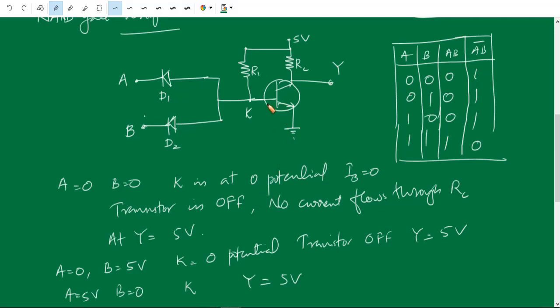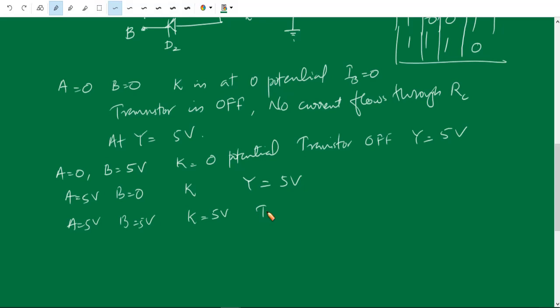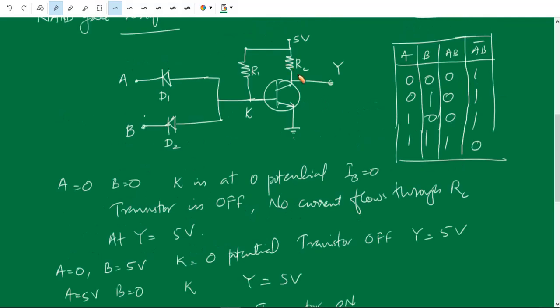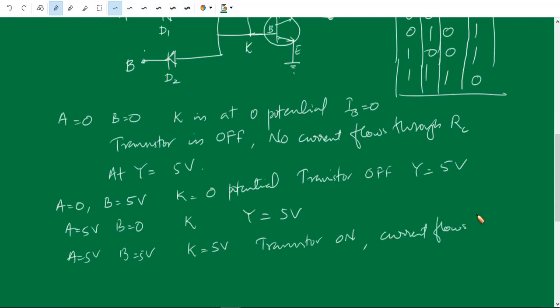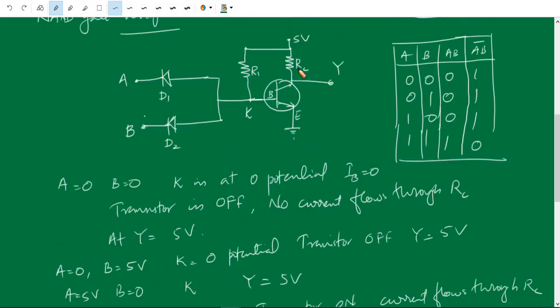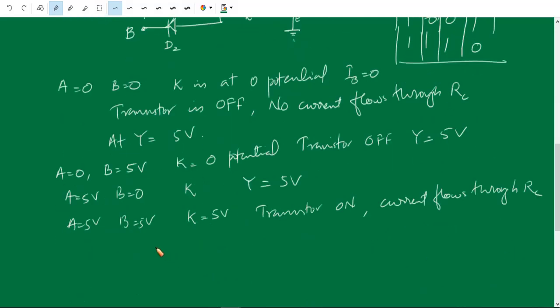So the transistor is on. The transistor is in the on state. If the transistor is on, current will flow. There will be current flow through the transistor from collector to emitter, and current flows through the resistor RC. Therefore, the 5 volt will be dropped across RC, that is minus 5 volts. 5 minus 5, the potential at Y is equal to 0 volts.